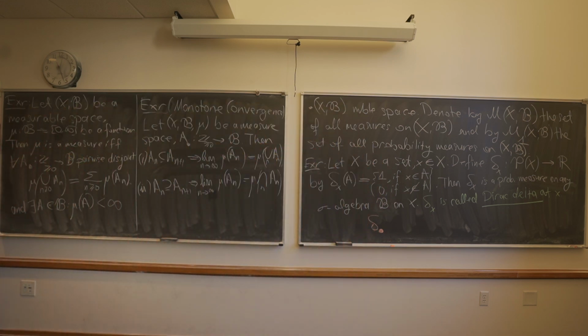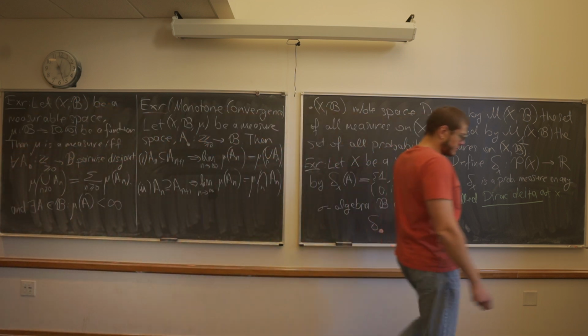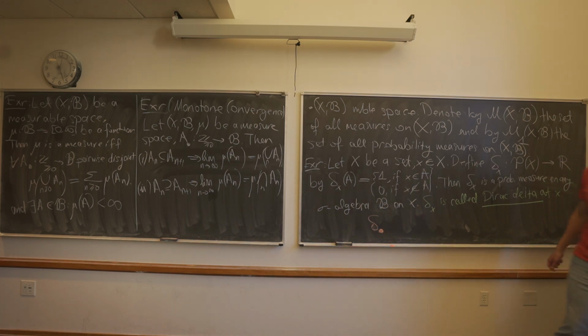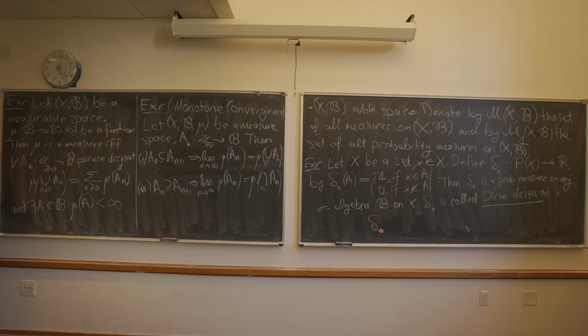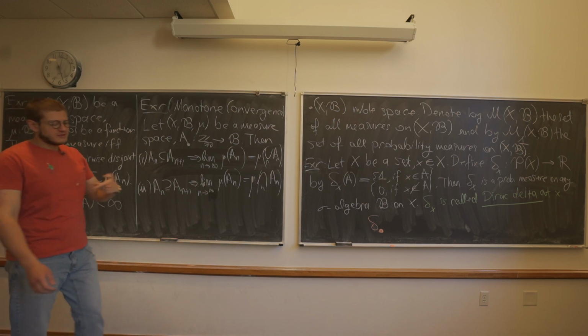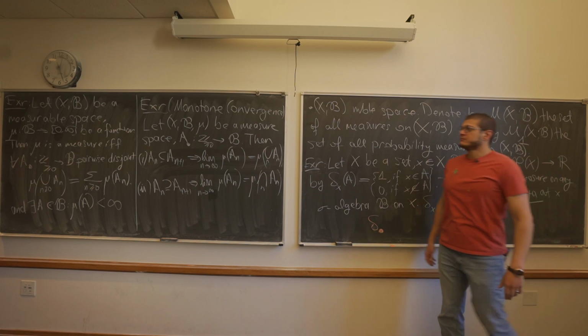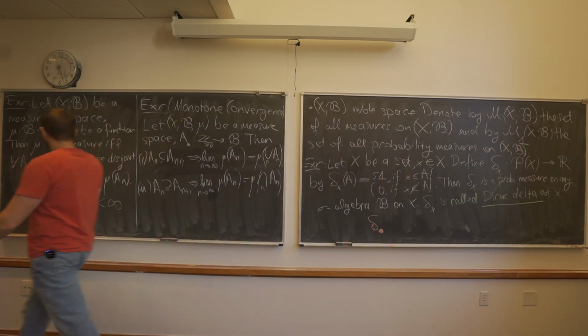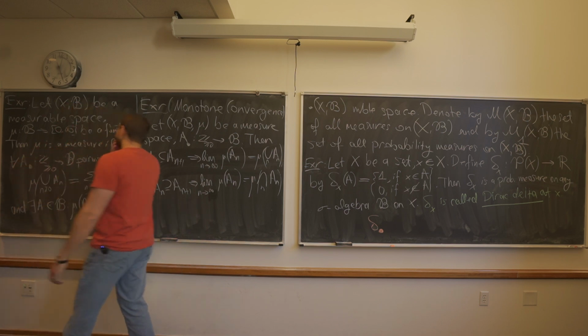If I have a measurable space X and B, recall that a measurable space is nothing but a set X with a collection of subsets of X, which is denoted by curly B here. It's supposed to be a sigma-algebra, which means that it has to satisfy certain properties. So if a subset is inside B, its complement should be inside as well. And if you have a bunch of sets in B, you should be able to take the union of them, and that should still be inside B, and so on.